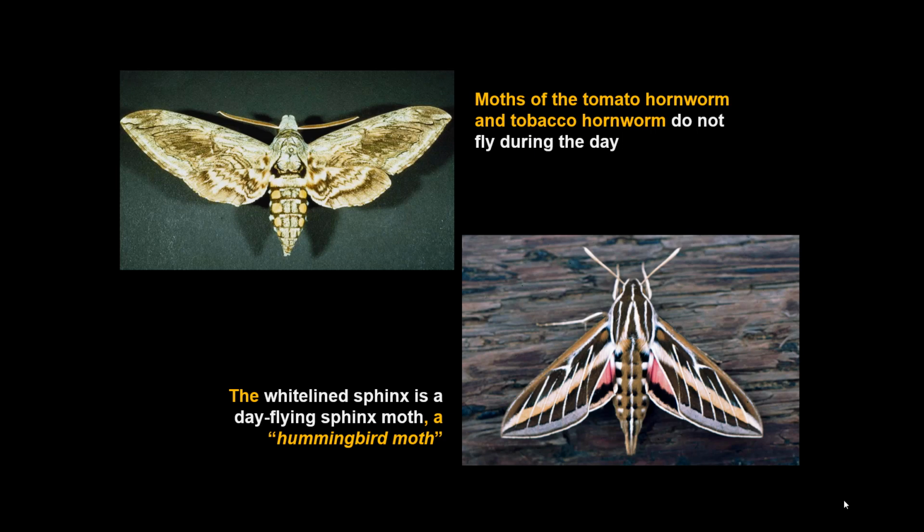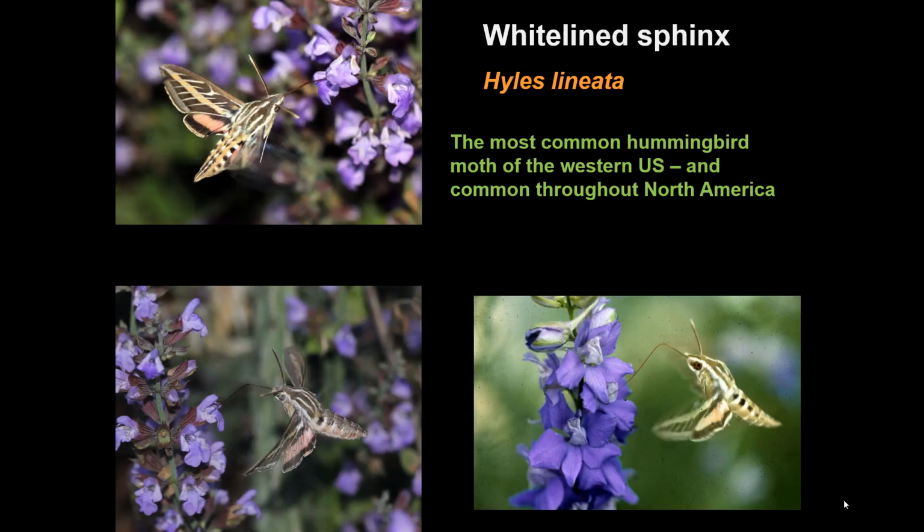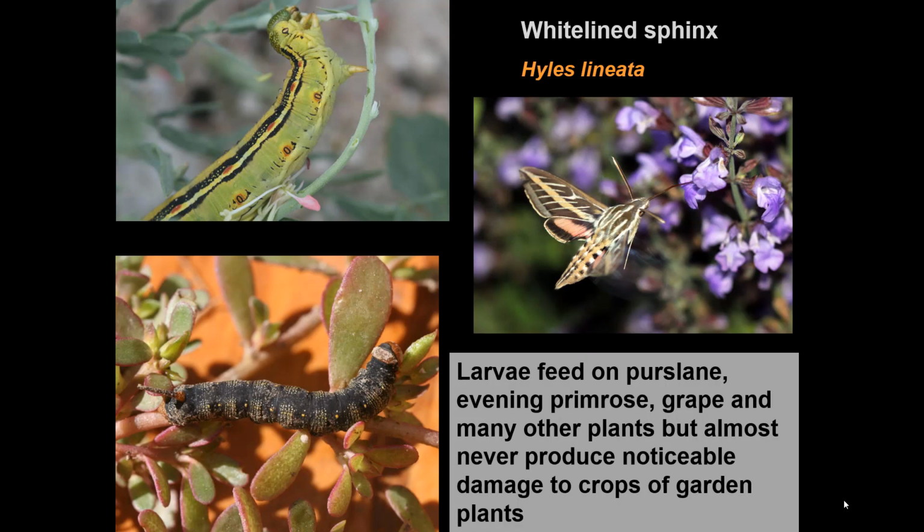The one that you see almost always is the one on the lower right. That's called the white-lined sphinx, and that is the most common hummingbird moth of the western U.S. and is common throughout most of North America. It has a strong white band on the wing, little pink underwing, and it is one in the caterpillar stage that feeds on plants that we largely don't care about.